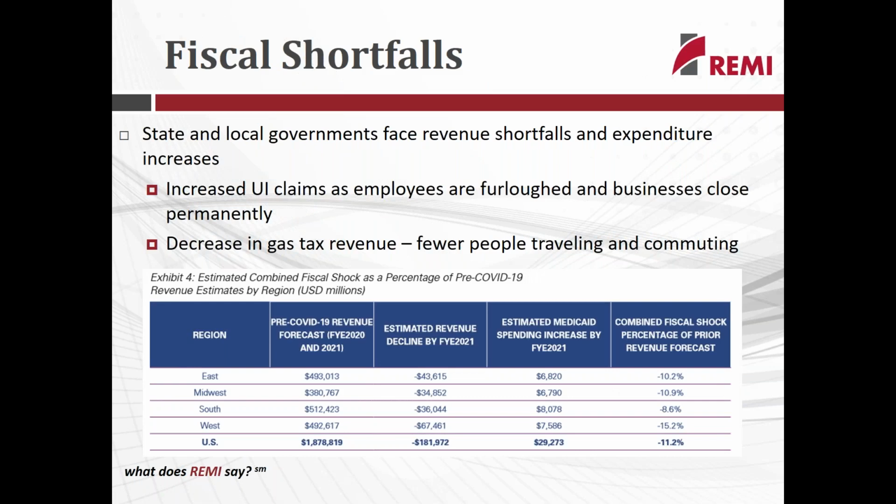And lastly, we're going to discuss the fiscal shortfalls. So obviously, COVID has hit state, local, and federal government funding significantly. And as they all face revenue shortfalls and expenditure increases, because of increased unemployment claims and also decreasing gas tax revenue, it's very difficult for them to spend extra dollars on energy and environmental issues because it's not the first priority in their mind.